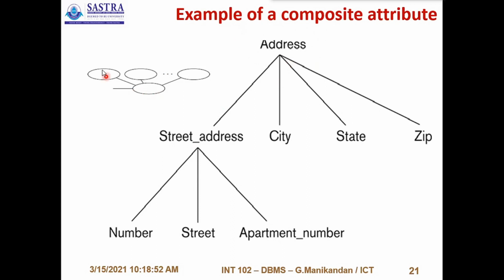So your attribute is further divided into some simple attributes. Simple attributes are attached with your original composite attribute using a straight line. So this is the notation you are going to use for the composite attribute. In the case of a simple attribute, a single oval will be directly attached to your entity.